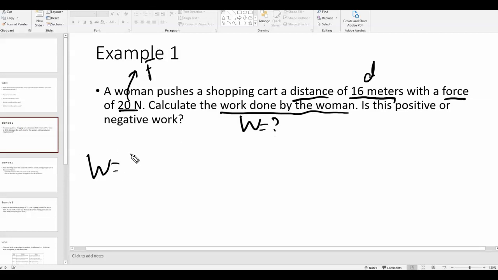Very easy calculation. Work is just force times distance. And so that would be 20 newtons times the distance of 16 meters. So that would be what, 320 joules of work. Now, is this positive or negative work?